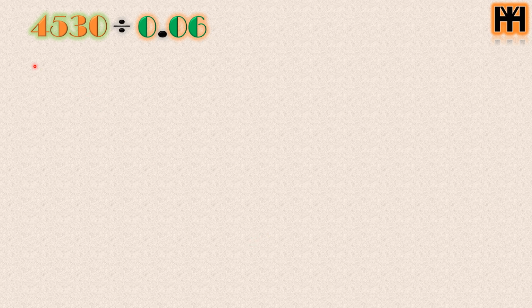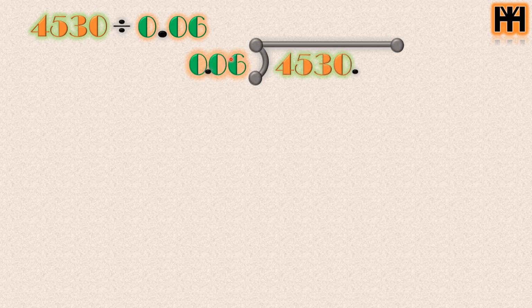Okay, now we have 4,530 divided by 0.06. Place the 4,530 here and 0.06 here. Remember, we have to make this 6 a whole number, so this decimal point must jump twice, and this other decimal point will also do that. So 1 and 2. Okay.